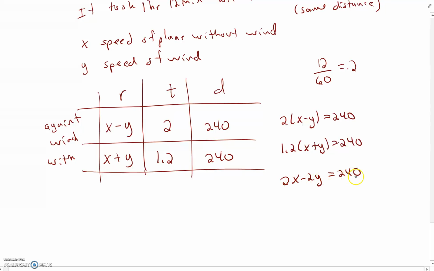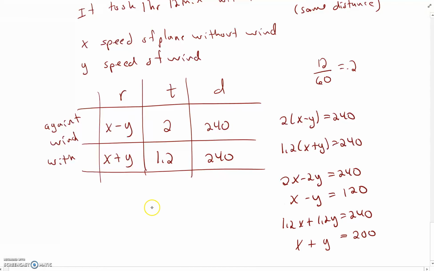I'm going to divide by 2 just to clean it up. So that's x minus y equals 120, right? Nothing wrong with doing something like that. It just cleans it up. I'm going to do the same thing on the second one. 1.2x plus 1.2y equals 240. What if I divide by 1.2? Yeah, it looks good. So it's going to be x plus y, 240 divided by 1.2 is 200.